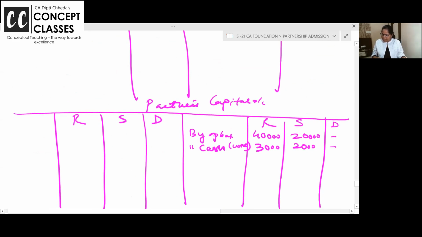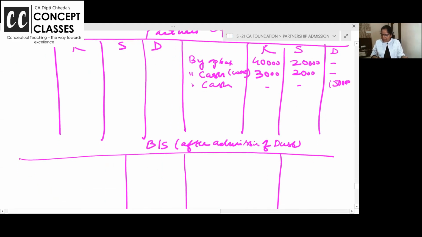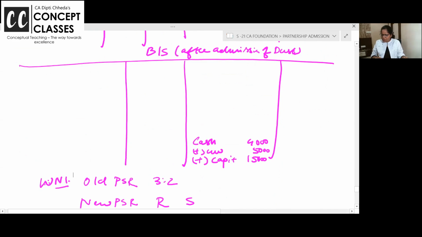Capital is getting 15,000. Write it down. Dust's capital account credit, cash account debit. Goodwill came in cash 5,000. Capital came in cash 15,000. Are you all with me? Do we need to write it in the capital account and in the balance sheet?